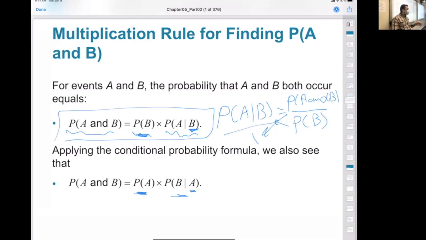Of course, here A and B are not independent events. That means one of them happened before the other, and because the first one happened, it has an effect on the probability of the second event.